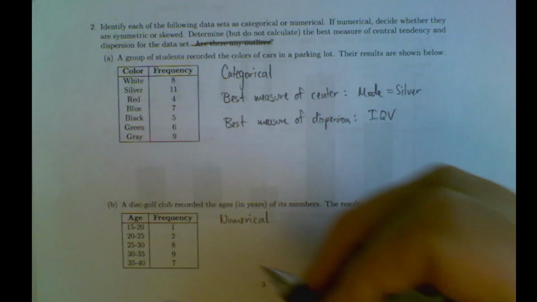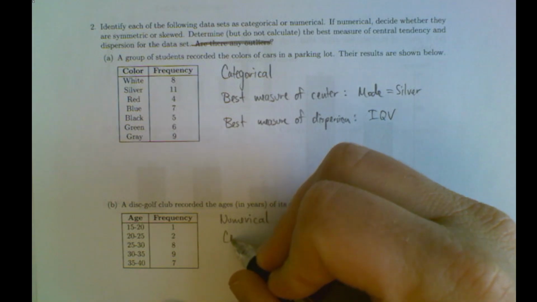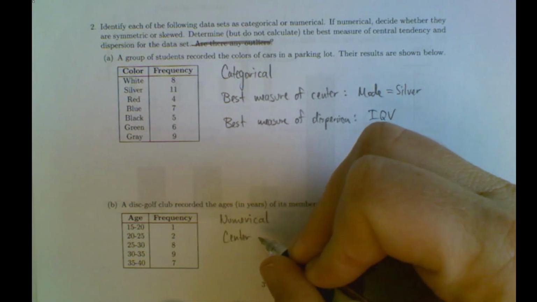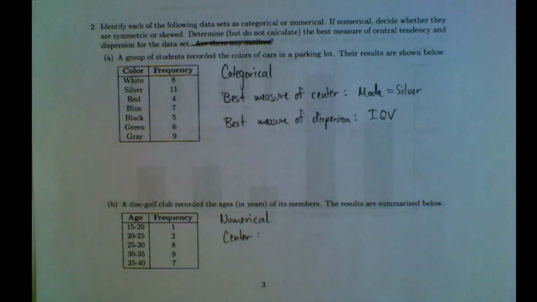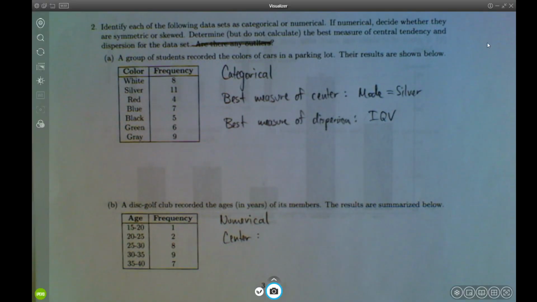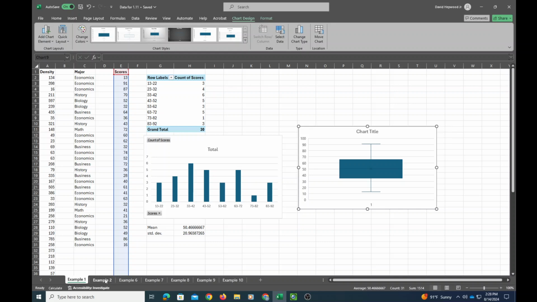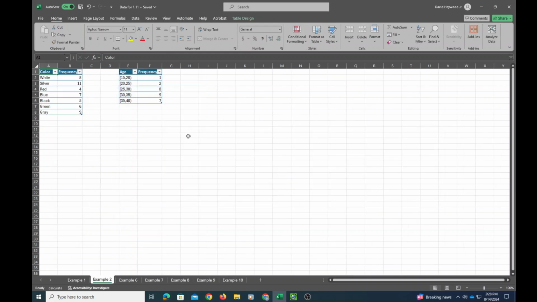And since it's numerical, the best measure of center, okay, I got ahead of myself. Hold on a second. The best measure of center could be the mean, or it could be the median, depending on whether this data set is symmetric or skewed. So I think the best thing to do probably would be to make a histogram out of this. I don't even know if I have this data in Excel though. If not, oh, I do. Okay, I do.